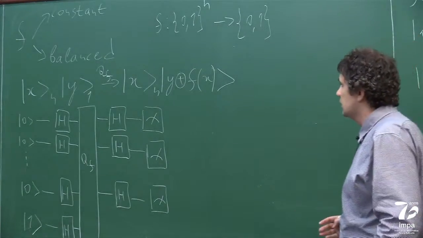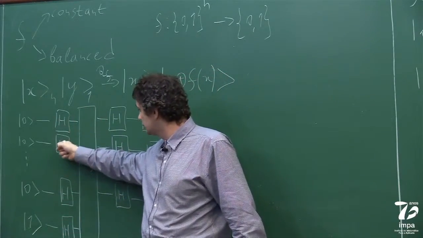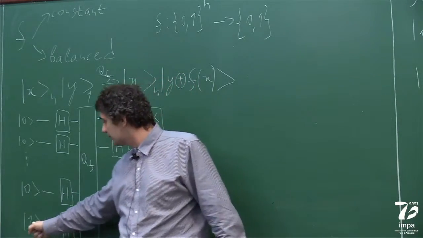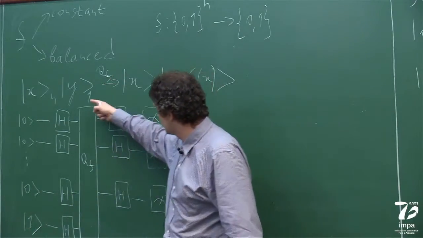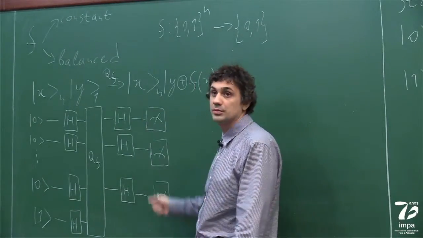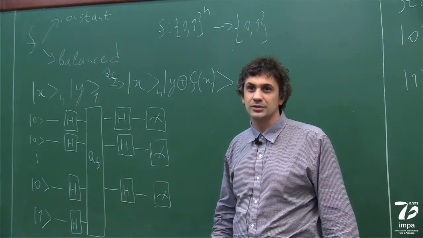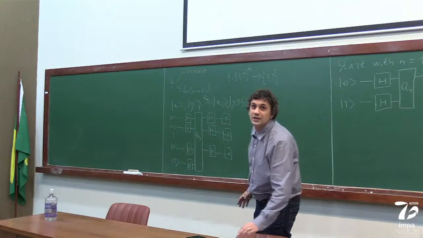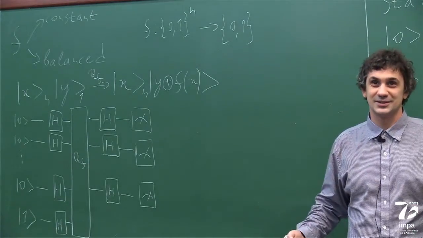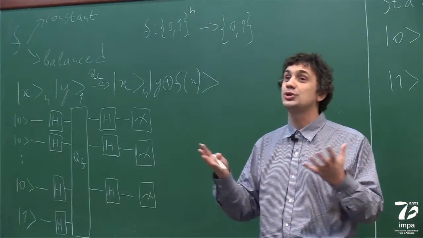And then I said that if we consider such a scheme as written here, first I apply Hadamard gates to all first n bits. On the ancilla qubit, I also apply Hadamard, but I start with one, not with zero. After this, I apply this big gate, then Hadamard once again, and do the measurement. I claimed that if I get zero, then it is constant, and if I get non-zero, then it is balanced. I claimed this, but we haven't seen why it is like this.